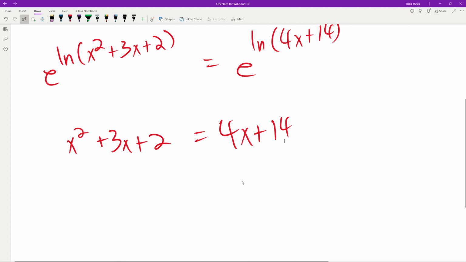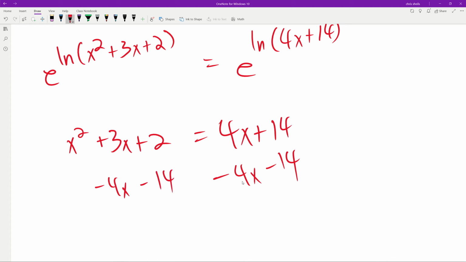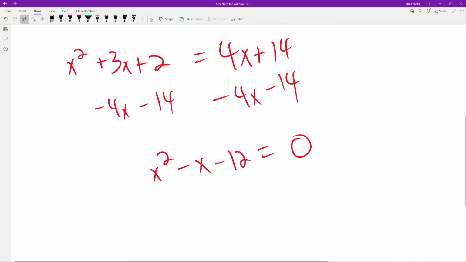So I'm going to get everything onto one side. I'm going to subtract 4x, and I'm going to subtract 14 from both sides to get me x squared minus x minus 12 equals 0. I can now factor this. I need two numbers that multiply to get me negative 12, that add to get negative 1. These numbers are negative 4 and positive 3.